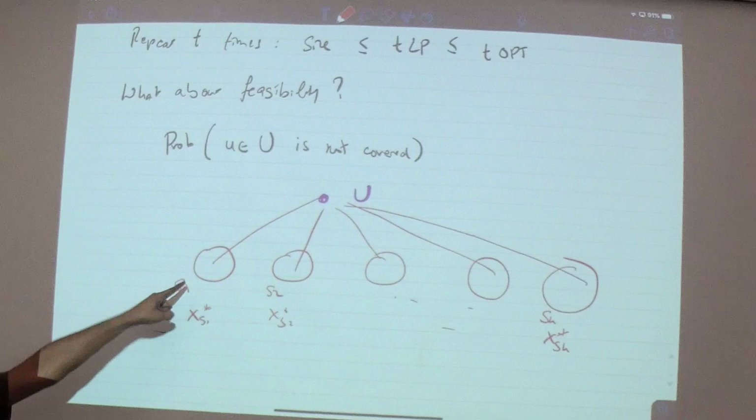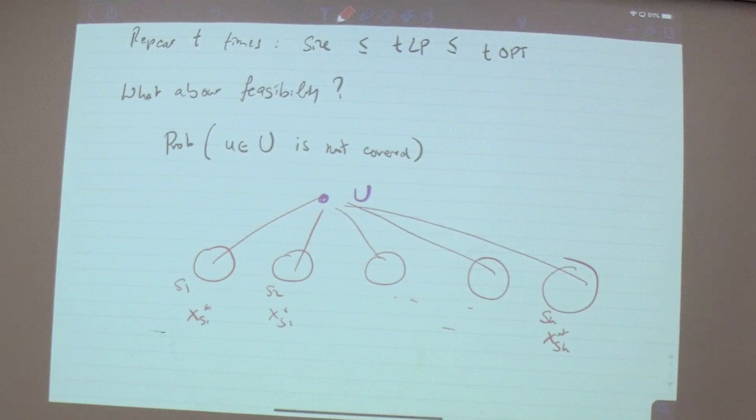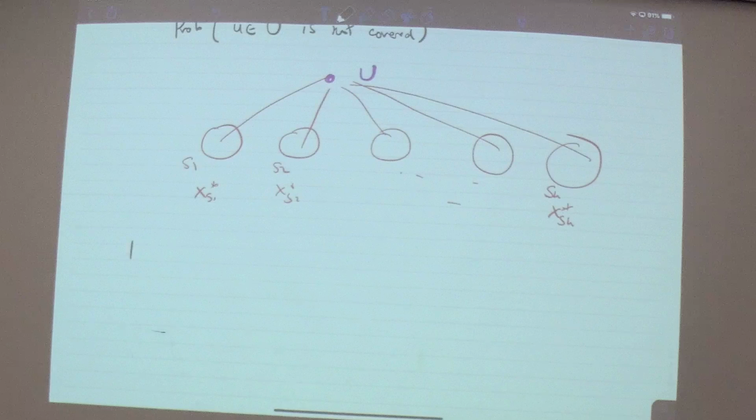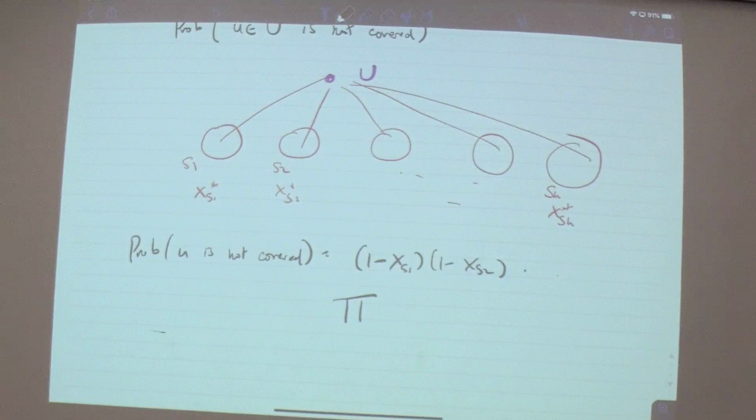1 minus xs star, right? If we pick it, the probability is xs star. So the probability that u is not covered is equal to 1 minus xs1 times 1 minus xs2. In general, it's a product over all sets that contain S of 1 minus xs star. Okay? Yes?